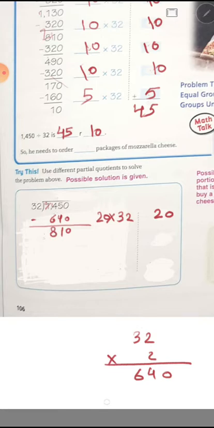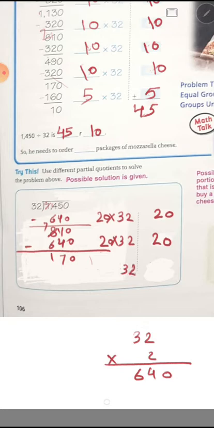Look, the answer is greater than 32, so I will continue. 32, I will multiply it by 20 also. Okay, I can multiply it by 20. It will give me the same answer, 640. Then I will subtract. 0 minus 0 equals 0. 1 minus 4, I will borrow from the 8. It will be 7, and this one will be 11. 11 minus 4 equals 7. 7 minus 6 equals 1. 170, greater than 32. So I will multiply it by a number.